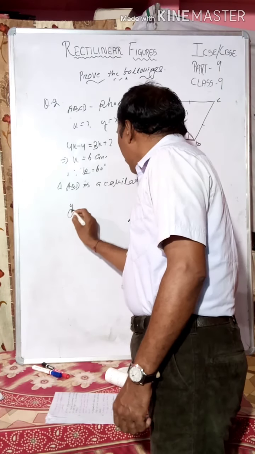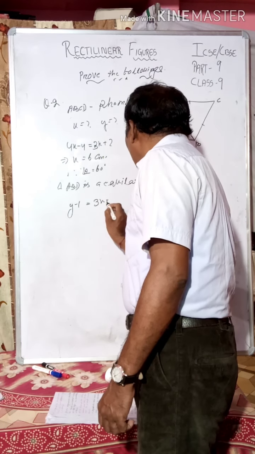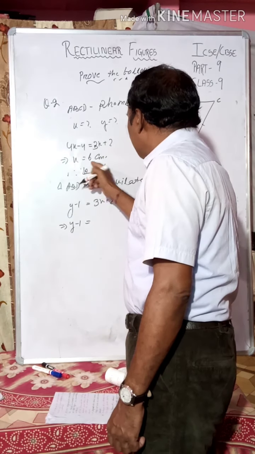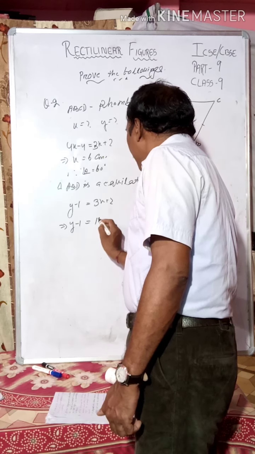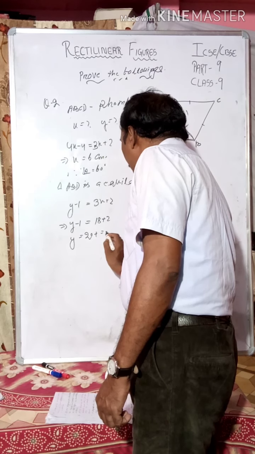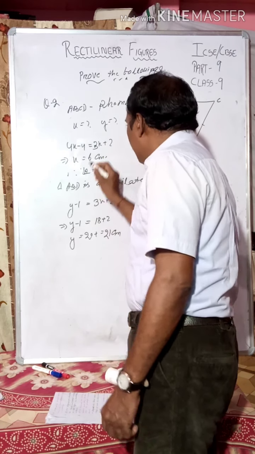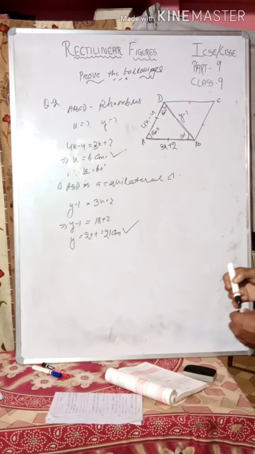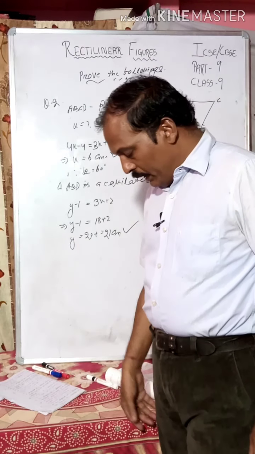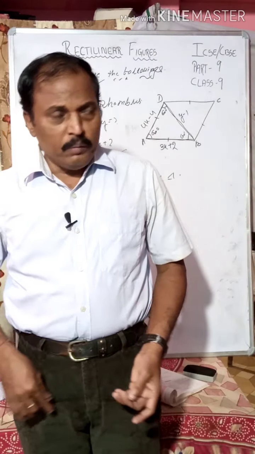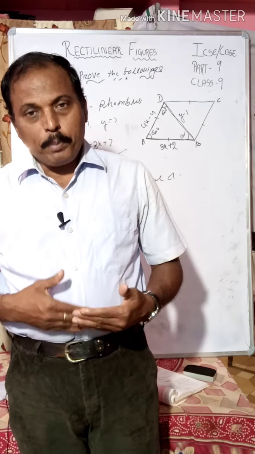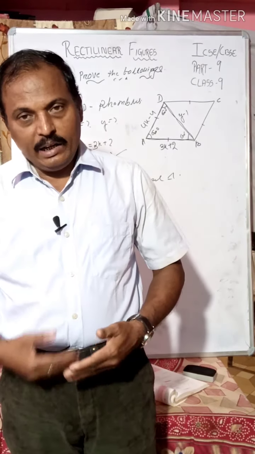So y minus 1 is equal to 3x plus 2, which implies that y minus 1 is equal to 3 times 6, 18, plus 2. So y is equal to 20 plus 1, which is 21 centimeter. So this is the x value, 6 centimeter, and the value of y is 21 centimeter. In the next class we will do some problems relating to rectilinear figures.